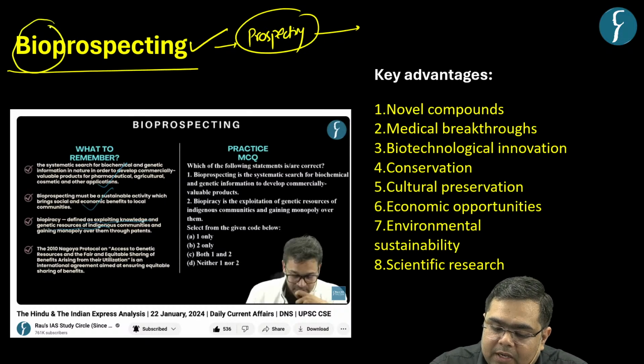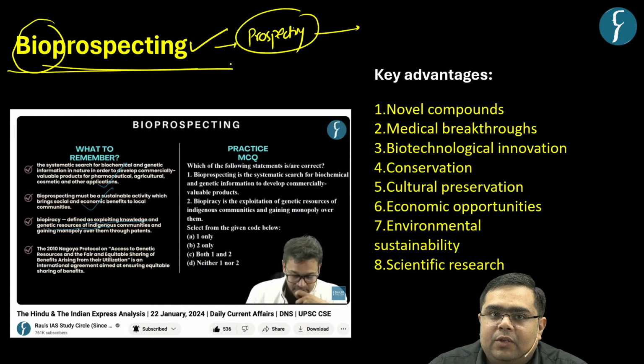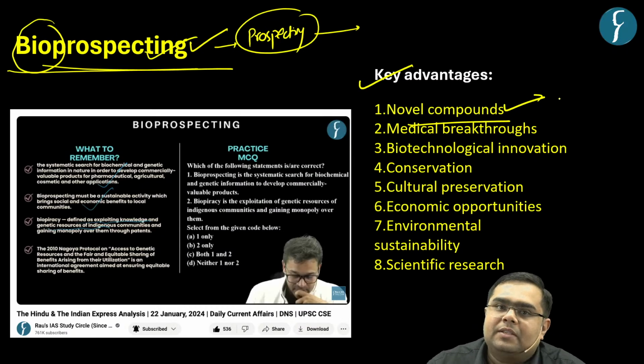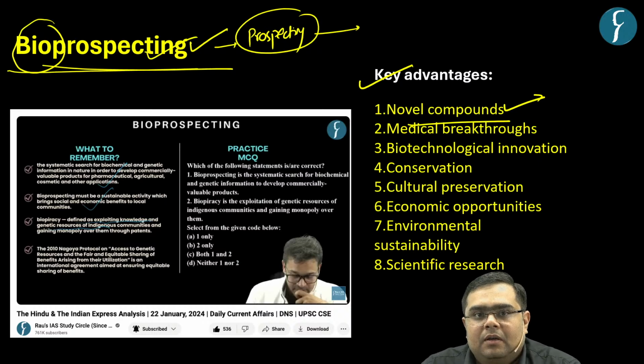Now bioprospecting means when we use these prospecting methods in the context of biologically active organisms such as plants or animals, we call it bioprospecting. Now what are the key points to remember? It has key advantages in terms of, first, novel compounds. Novel compounds means, see, in recent times we are usually facing challenges for which conventional methods are not able to help us, right?